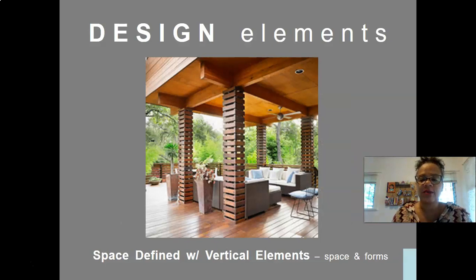So when I look at this image, I'm seeing that there are columns there, and there are columns at four corners, but the columns are really starting to create and define this seating area. So the seating area, even though it's outside, feels more cozy because it's within these four columns. So it's defining the space for the conversation.